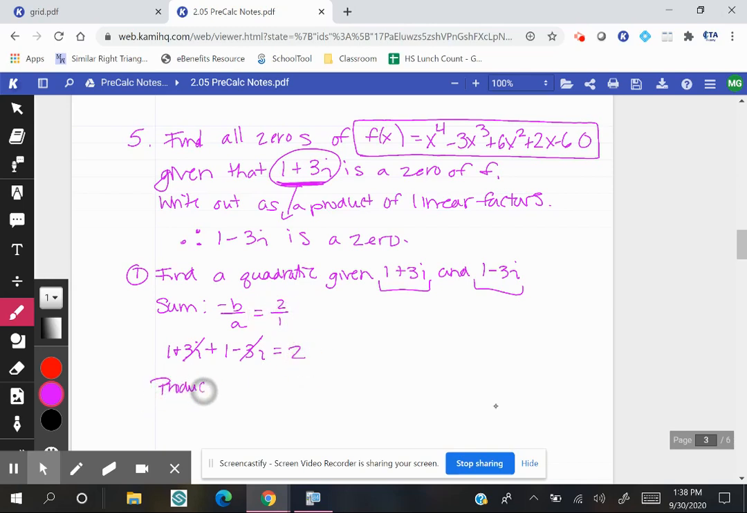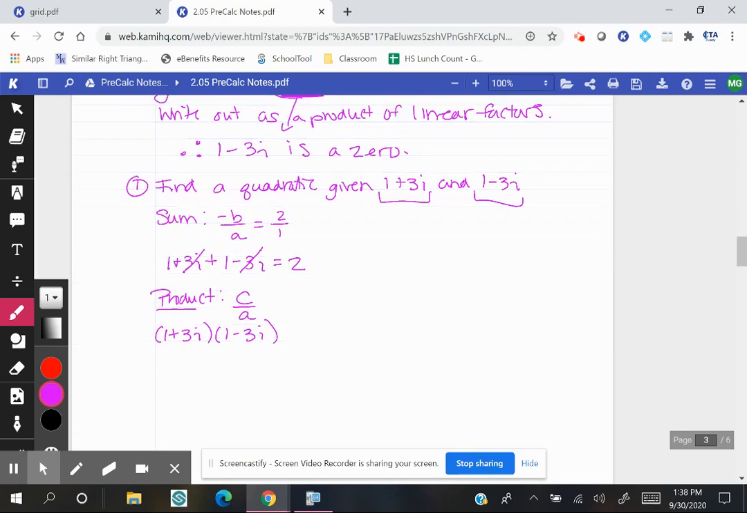Then I want to find the product. The product is c over a. So I'm going to take the product of my two roots. Now, one thing that students get confused on here is they start to add in x's sometimes, and then they forget the x's on the other questions. So I'm not asking you to find the factors yet. I'm just saying find the product of these two roots. If the roots were 2 and 3, you would just multiply 2 times 3 together.